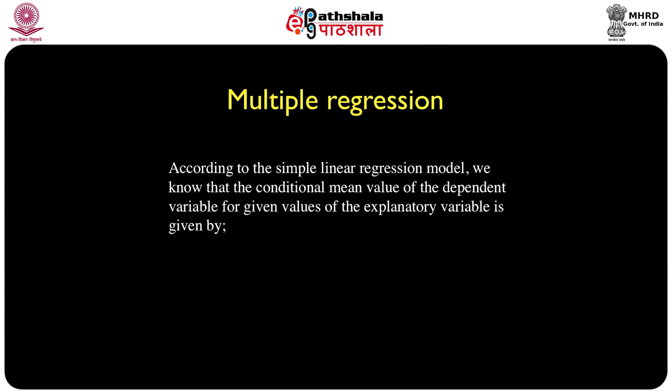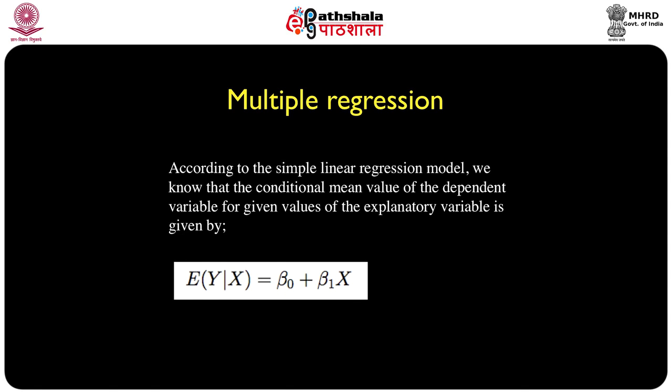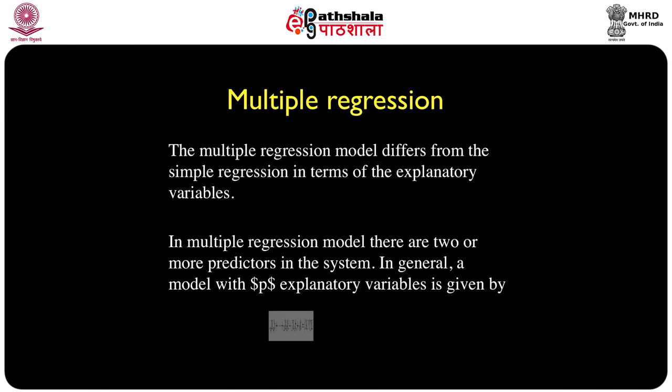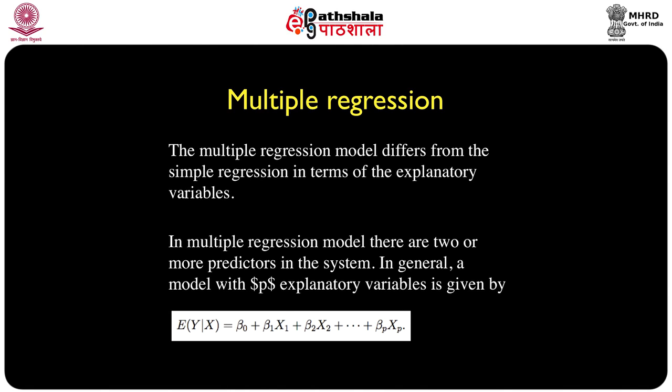linear regression. According to the simple linear regression model, we know that the conditional mean value of the dependent variable for given values of explanatory variable x is given by beta naught plus beta 1 x, where beta naught and beta 1 are called the regression parameters or the coefficients. The multiple regression model differs from the simple regression in terms of the explanatory variables. As we have just seen in the simple linear regression model, there is the presence of only one predictor variable x. In multiple regression model, there are two or more predictors in the system.